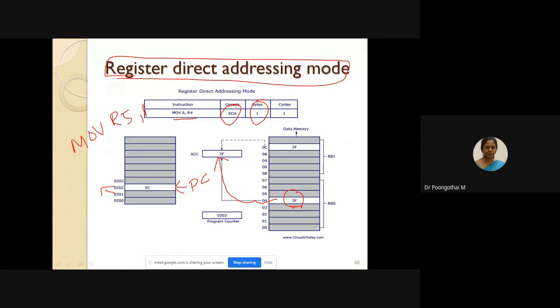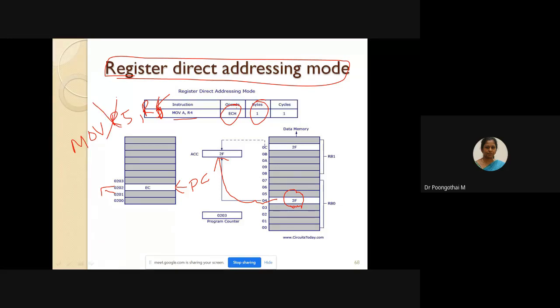This one is a valid instruction. Example: R5, R6. Is this valid? No, this is not valid. We cannot use register banks as both source register and destination register. This instruction is an invalid instruction.